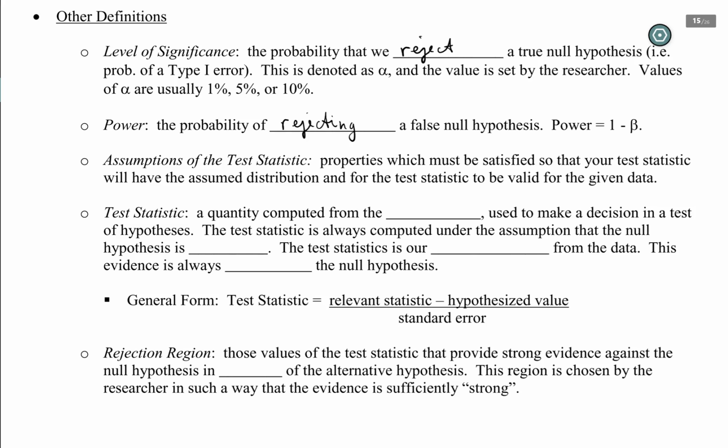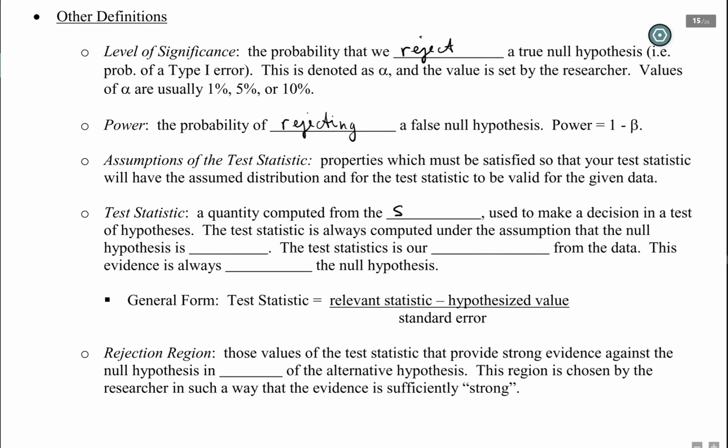Okay, this is another quantity we're interested in: the assumptions of a test statistic. These are properties that must be satisfied so that the test statistic will have the assumed probability distribution that we are making, and that the test statistic will be valid for the given data. So we make assumptions about our test statistic. We had this sort of thing in our confidence interval situation where we made assumptions in order to use a particular confidence interval formula. Now, what is a test statistic? So I kind of got ahead of myself here. What is a test statistic? Well, it's a quantity computed from the sample, and it's used to make a decision in a test of hypotheses.